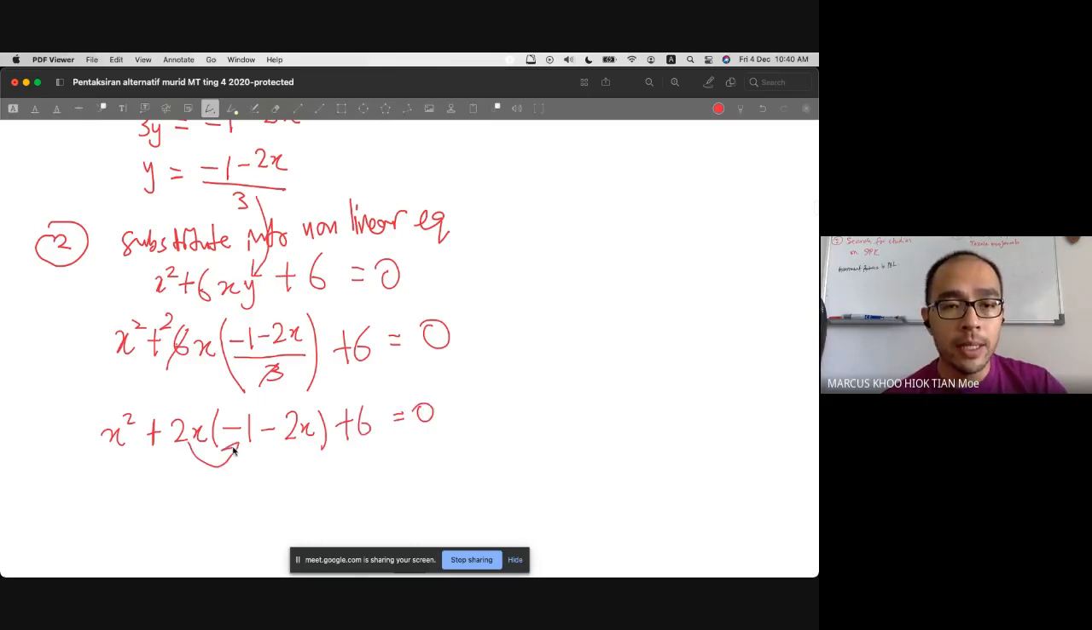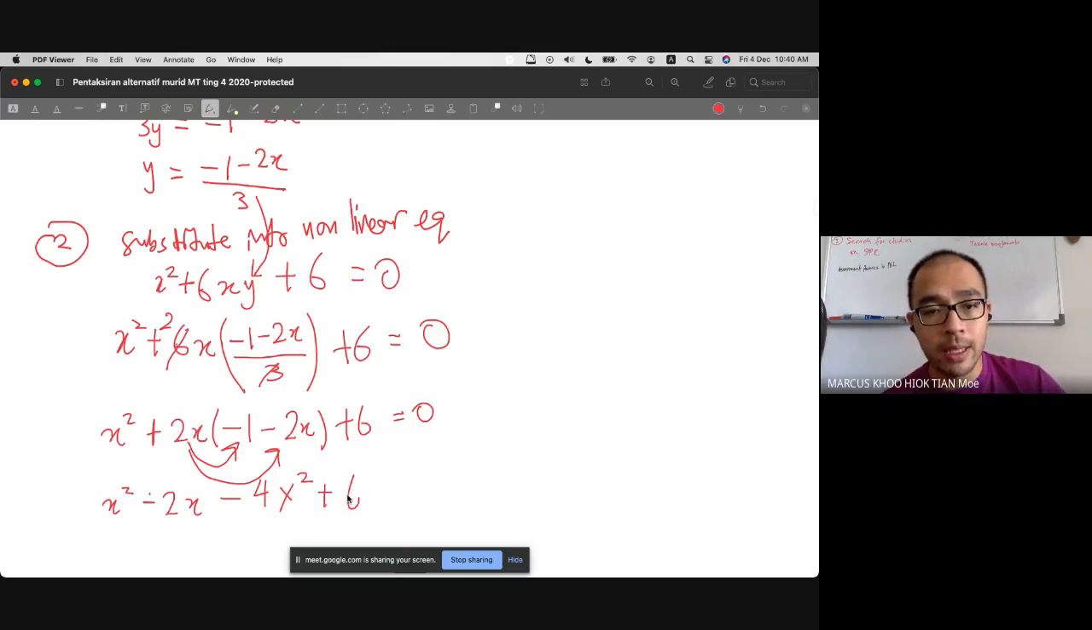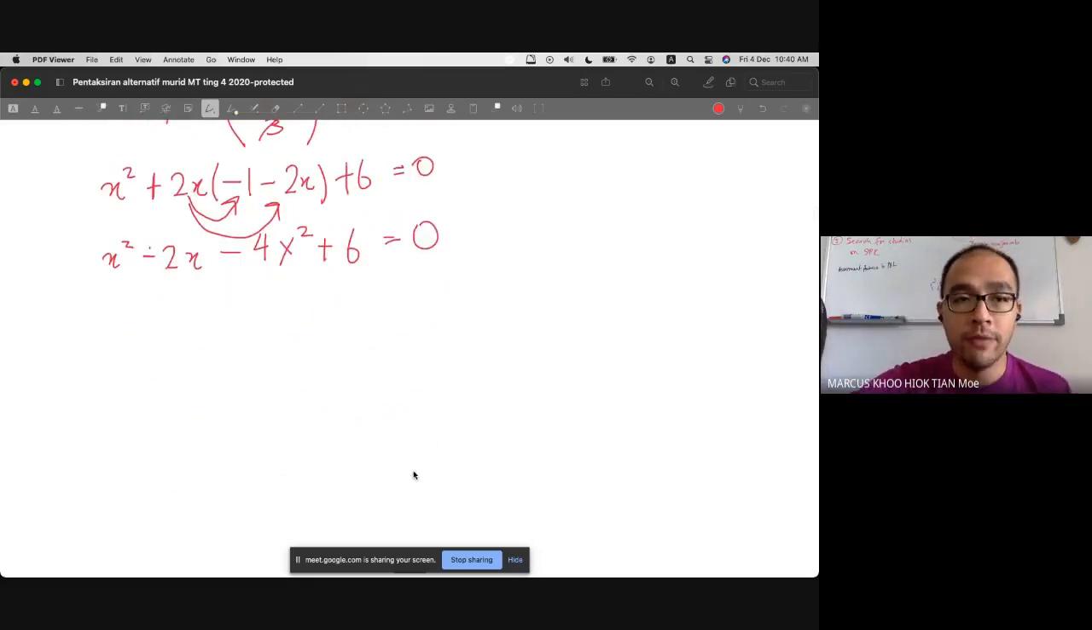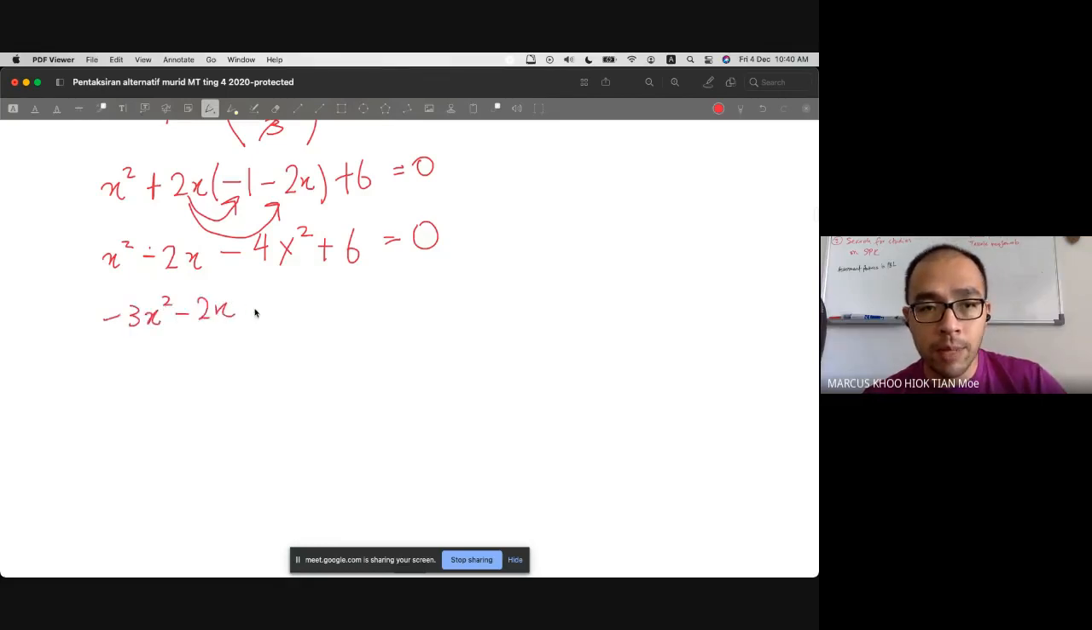Okay. Multiply this, okay, you'll get x squared plus, minus 2x minus 4x squared. Okay, minus 4x squared plus 6 equals to 0. Now, if you have done simultaneous equations long enough, okay, you know that last part, kamu kena EQN lah. Tapi sebelum kamu EQN, this x squared and this x squared you can settle. So, minus 3x squared minus 2x plus 6 equals to 0.